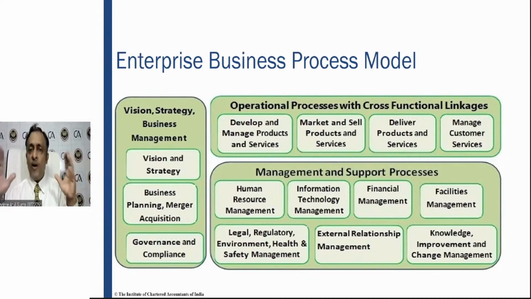Let me put this question to you. You are seeing a lot of things in these white or bright colored brackets. I'm reading: develop and manage products and services, market, sell, deliver products. So there are 1, 2, 3, 4, and roughly 14 such boxes.